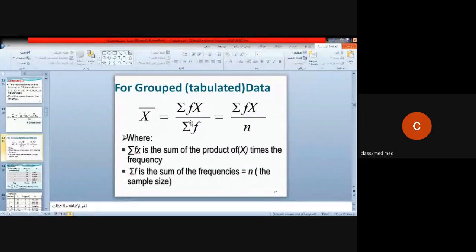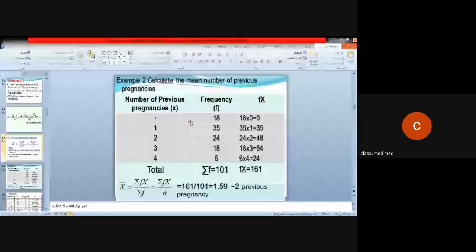And now we have two examples about how to calculate the mean for tabulated or grouped data. This example 2 is calculation of the mean for a variable which is a quantitative discrete variable. Here we have number of previous pregnancies. X is the number of previous pregnancies, which ranges from 0 to 4. And this is the frequency. This information was obtained for 101 women. They were asked about the number of previous pregnancies they had.